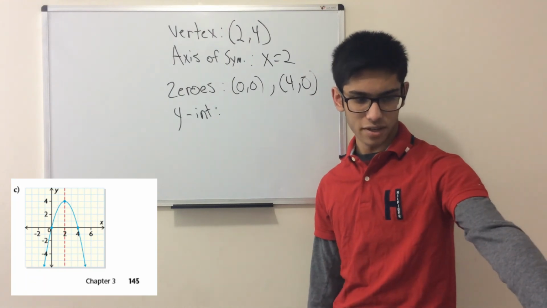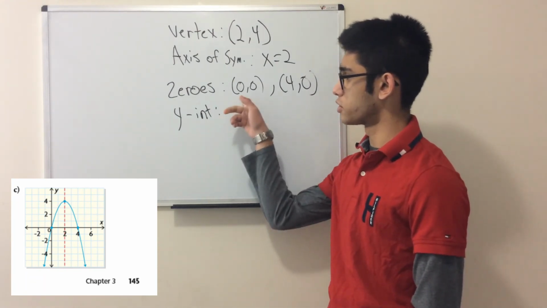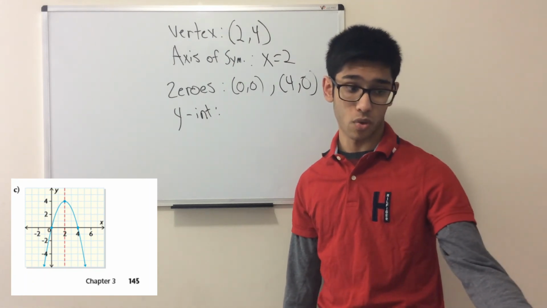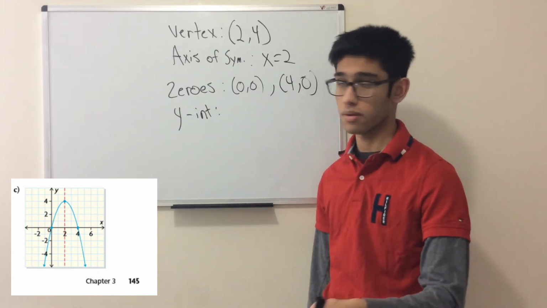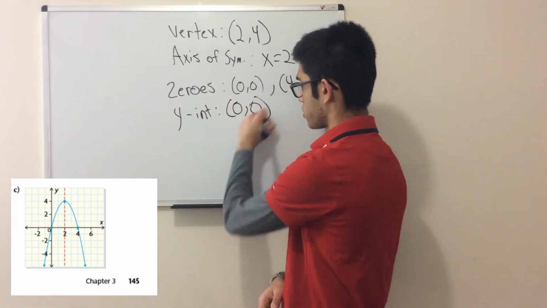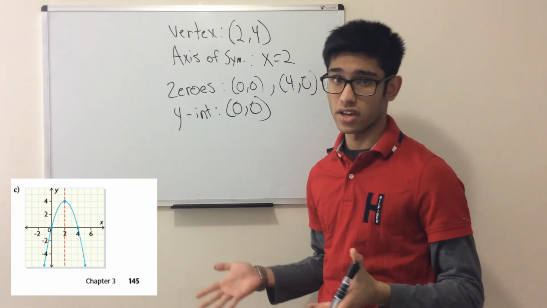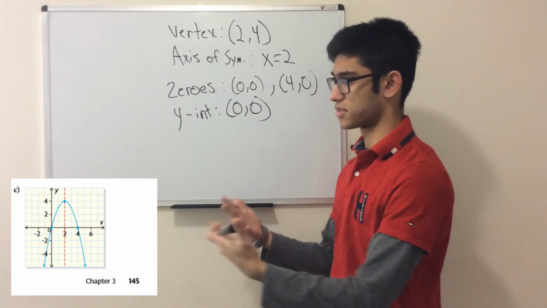So the y-intercept is, again, where it touches the y-axis. This one's a little bit special in the sense that the y-intercept is similar to one of the zeros, because where does it touch the y-axis? It touches it on 0, 0. So that's going to be my y-intercept. Essentially, this is all you'll be asked for in an introductory quadratics section in a book.